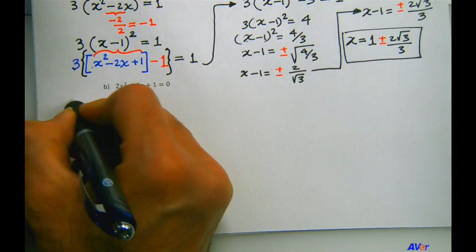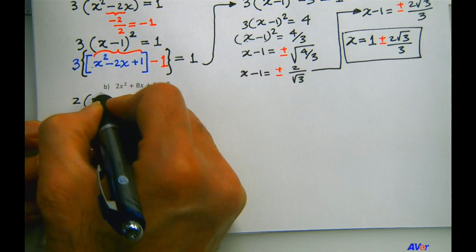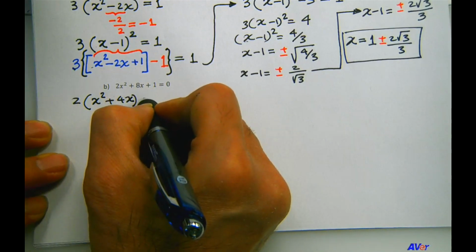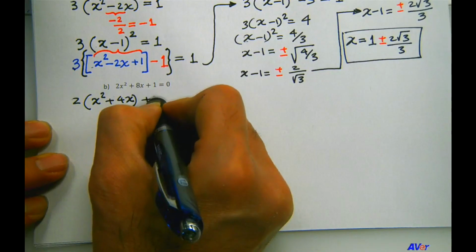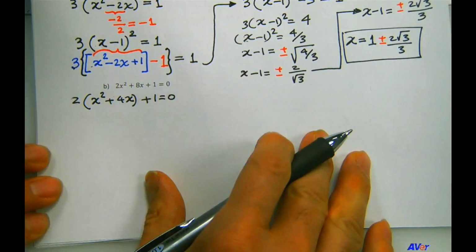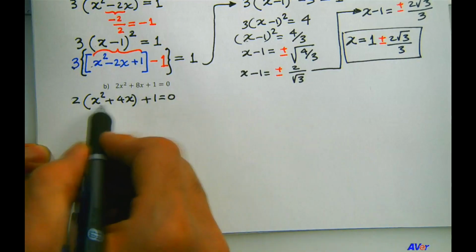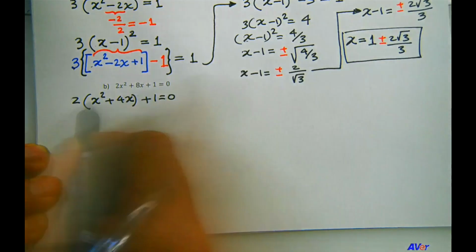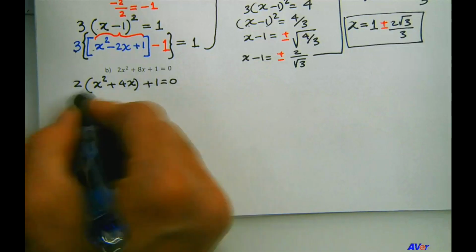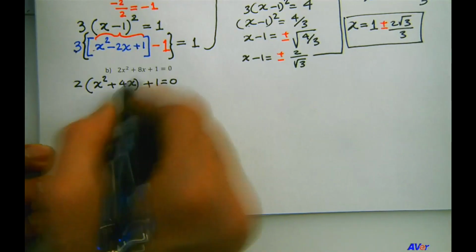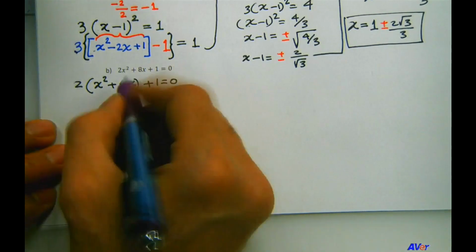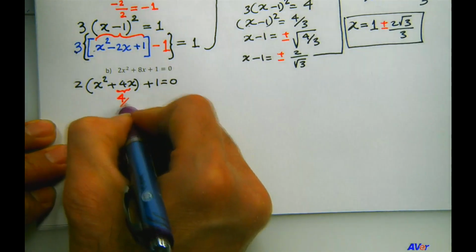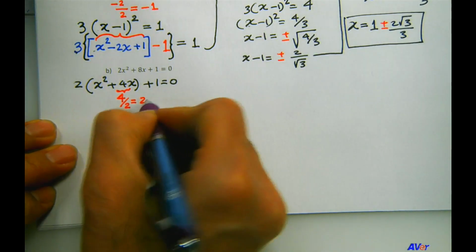So factoring out 2, we have x squared plus 4x plus 1 equals 0, right? Now the quadratic term has a coefficient of positive 1, right? So now we can complete the square here. Notice that the b term is 4, right? So divide 4, whatever it is, by 2. You end up with positive 2, right?